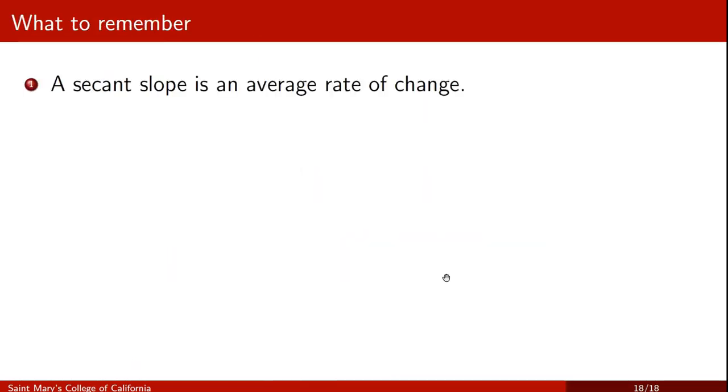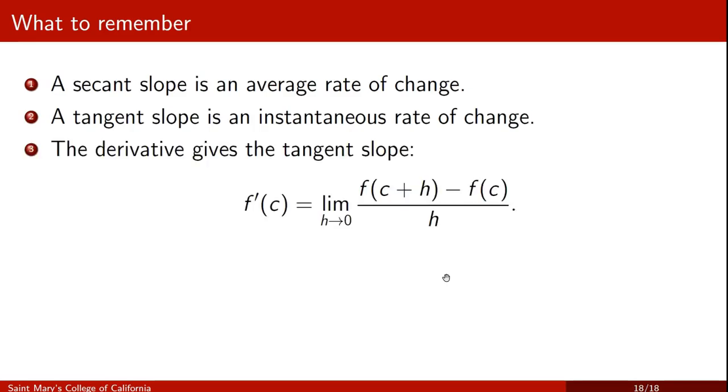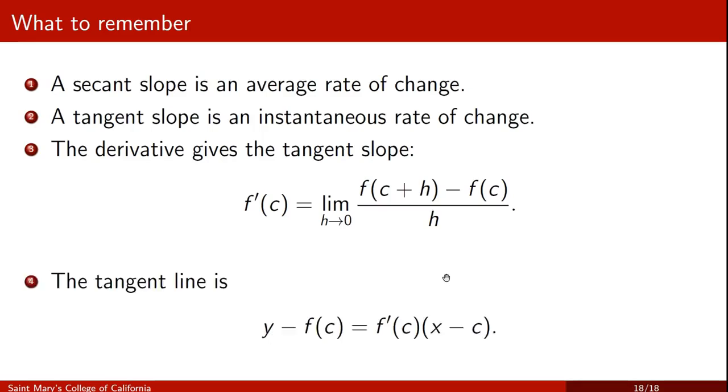Some things to remember. The secant slope is the average rate of change, the line that crosses through the curve twice. The tangent slope is the instantaneous rate of change, and that's the line that just touches the curve. The derivative gives the tangent slope, given by this formula right here, and the tangent line is given by this. So we take the point-slope equation for a straight line, using as our m the derivative we just found.